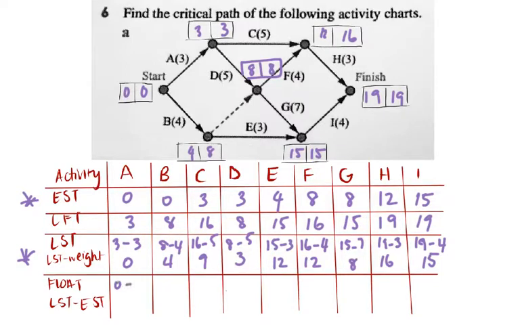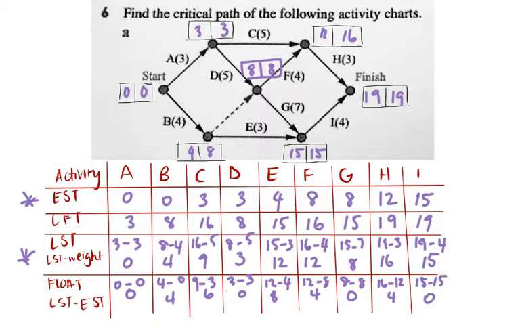So for A, it's 0 minus 0, which gives me 0. B is 4 minus 0, gives me 4. C is 9 minus 3, which gives me 6. D is 3 minus 3, gives me 0. E is 12 minus 4, that gives me 8. For F, it is 12 minus 8, which gives me 4. G is 8 minus 8, which is 0. H is 16 minus 12, which gives me 4. And lastly, I, which is 15 minus 15, is 0.